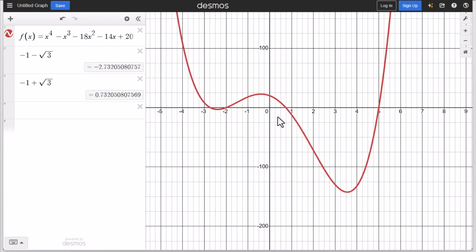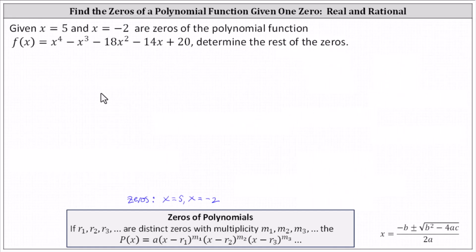They gave us a zero of x equals negative 2, which is the x-intercept negative 2 comma 0. Notice when x is negative 2, the y value or function value is 0. In addition, we have an x-intercept of 5 comma 0. When x is 5, the function value or y value is 0. The other two zeros appear to be irrational based upon the decimal values, which we'll now try to find the exact values of.